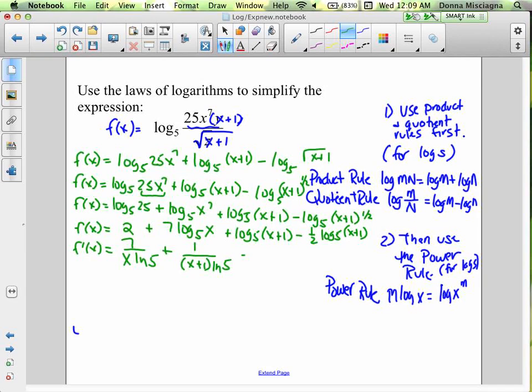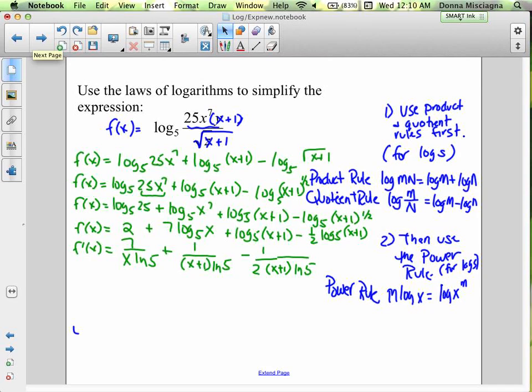And then minus, so the derivative of x plus 1 is just 1. So we're going to have a 1 in the numerator. The 2 will be in the denominator for the 1/2. So minus 1 over 2 times x plus 1 times natural log of 5. And there we go. That's it. Look how easy the derivative was once we used the properties to rewrite this.